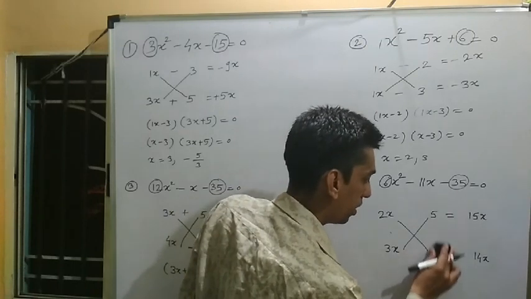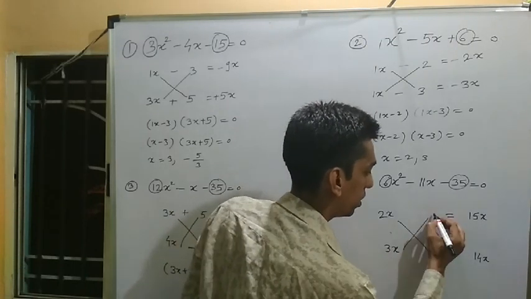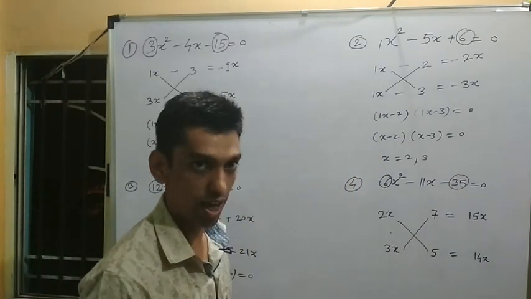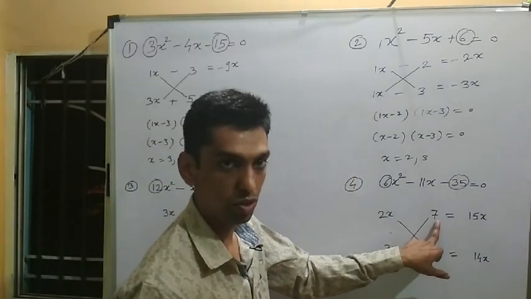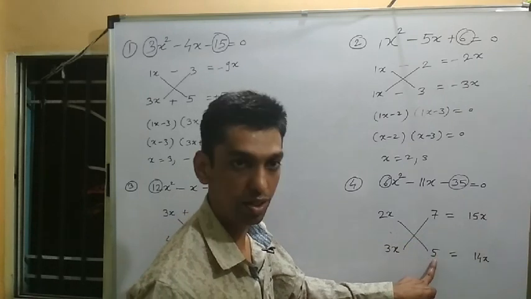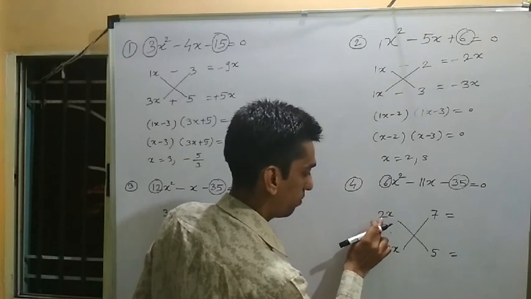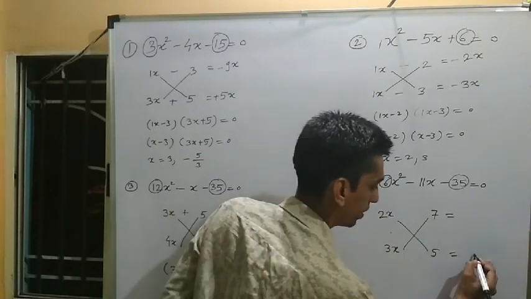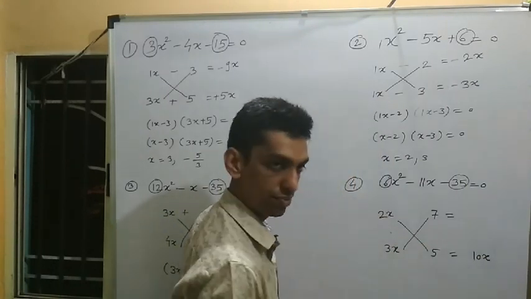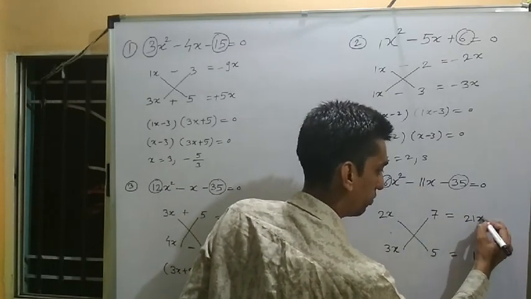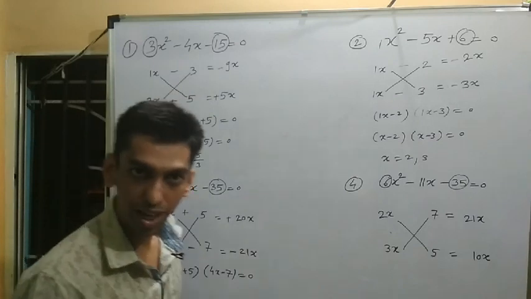I am just switching these two numbers like this. Now I am writing the highest one on the topmost side and the smallest one on the bottommost side. Now we will again multiply: 2x into this 5 is 10x, and this 3x into this 7 is 21x. So now we will apply the combination.